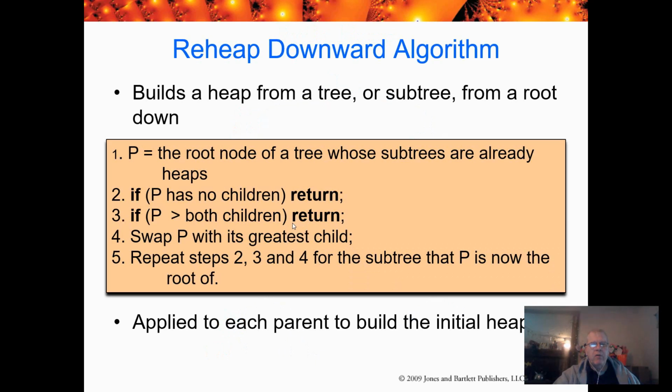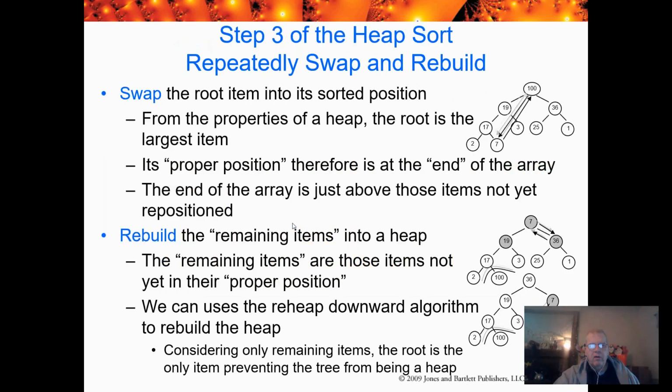So this is the reheap downward algorithm. If P is the root node of a tree or subtree whose subtrees are already heaps: if P has no children, then you're done. If P is greater than both its children, then you're done. Otherwise, step 4, swap P with the greatest child. And then keep repeating until P is the root.